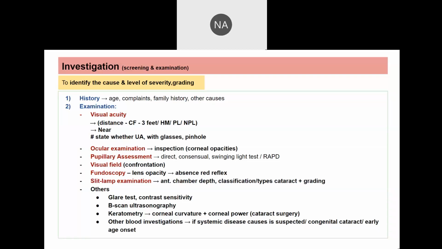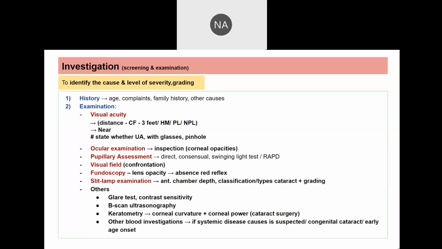And then for the ocular examination, we also need to inspect. So in cataract, there may be corneal opacities. And then we do the pupillary assessment, like the direct swinging light test, to check if there is any damage to the optic nerve. And then visual field confrontation, and we also do fundoscopy to check the red reflex. So in this cataract patient, the lens is opaque, so when we shine the light into the lens, it doesn't have a red reflex. It doesn't show the reflection of the vasculature of the inner part of the eye.